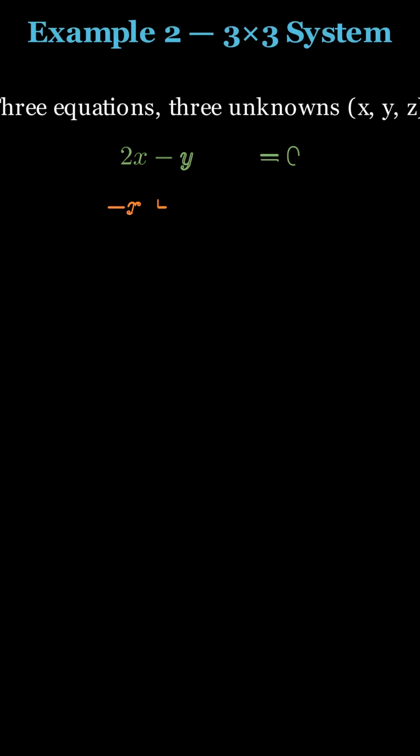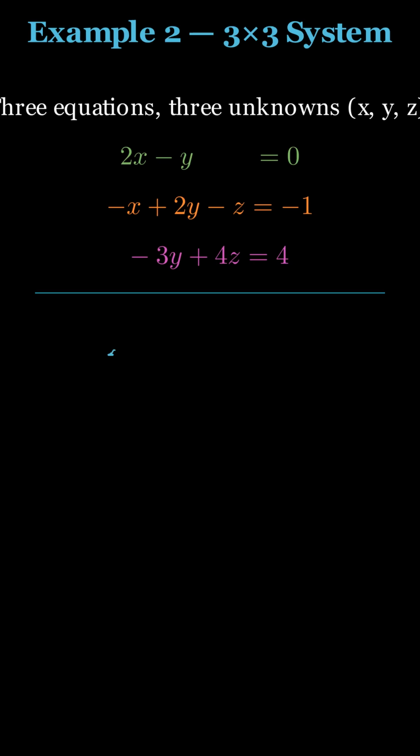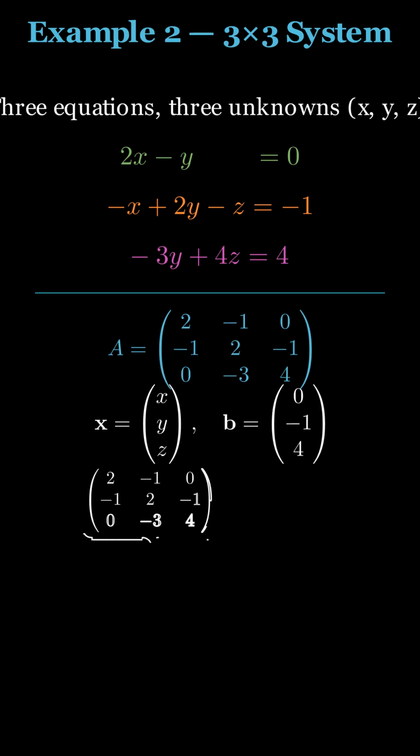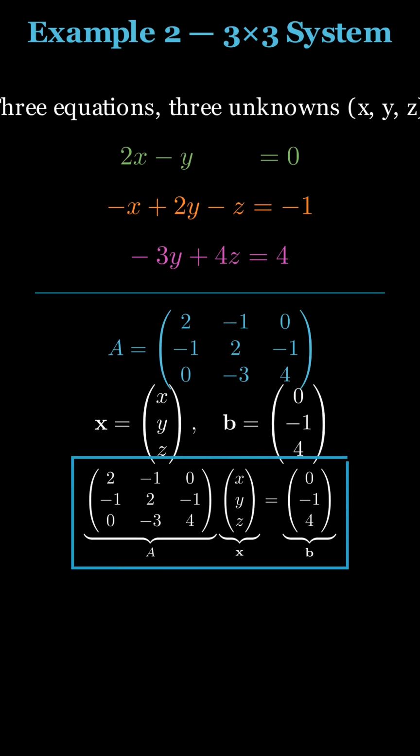Now let's move to 3 equations and 3 unknowns. Our system is 2x minus y equals 0, negative x plus 2y minus z equals negative 1, and negative 3y plus 4z equals 4. The 3 by 3 coefficient matrix A has the numbers from those equations. The unknown vector x has 3 components x, y, z. The right-hand side b is (0, negative 1, 4). This is a 3 by 3 system.